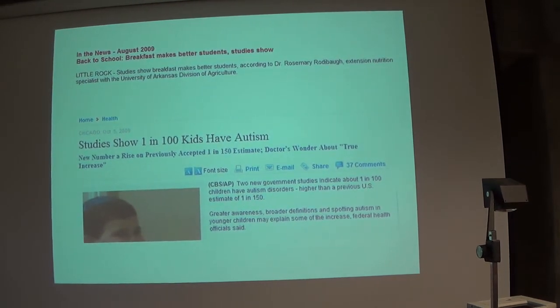I include this one because this is a totally crap headline. You remember why it jumped from 1 in 150 to 1 in 100? Because they expanded the definition of autistic. They included Asperger's as autism now, which immediately bumps the numbers up. So I include that. That's not a study. That's a poor interpretation of a definition. So they call it a study, studies show, but it's not a study.